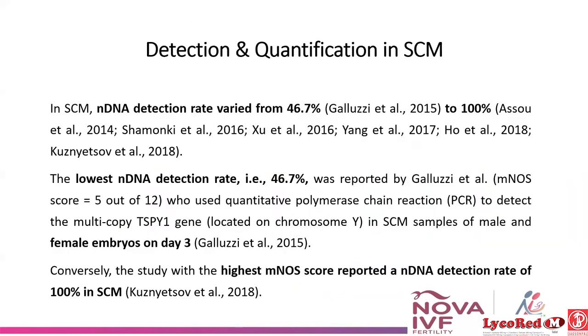Now, what is the detection and quantification in spent culture media? The problem is that the DNA detection rate varies from 46.7% to 100%. According to the literature, you can find many authors who observed 46.7% to 100%. The lowest DNA detection rate was 46.7% because they collected the sample from the embryo on day 3. And the highest DNA detection rate was 100%.